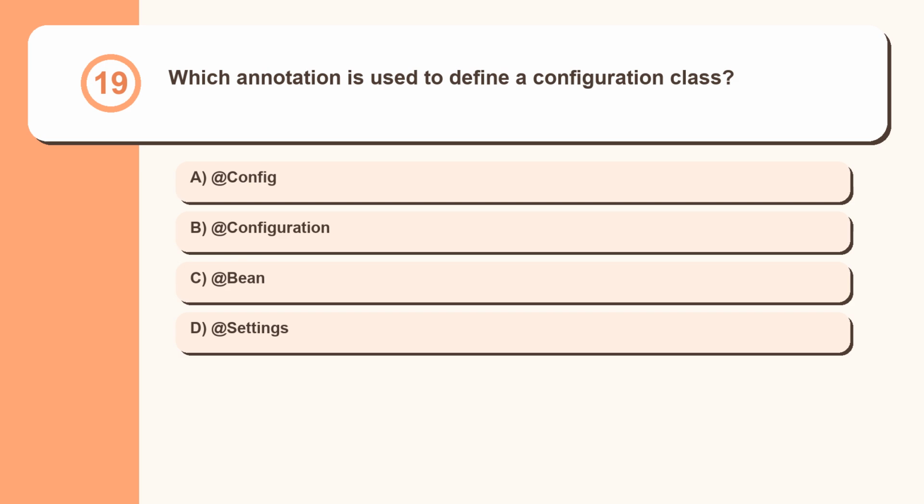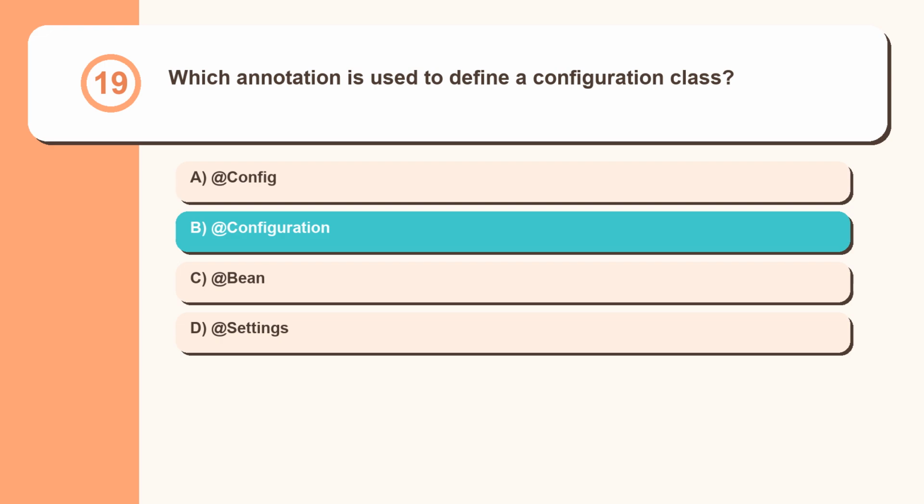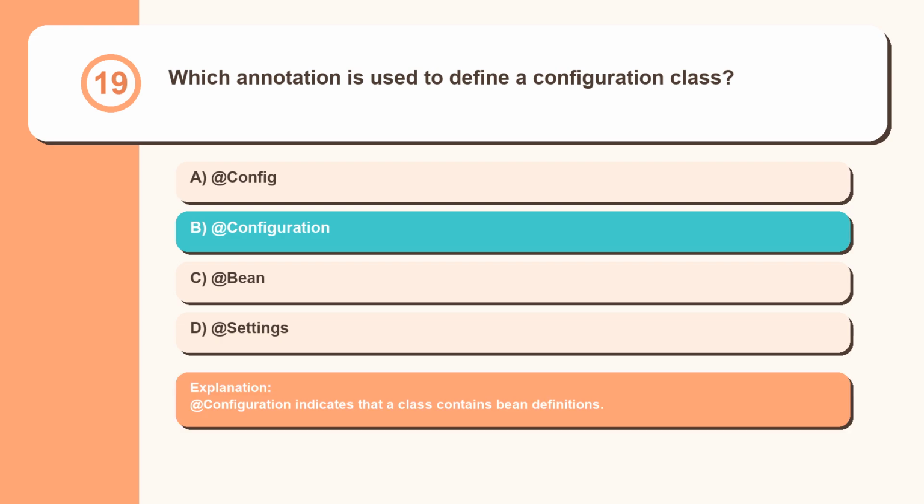Question 19. Which annotation is used to define a configuration class? @Config, @Configuration, @Bean, @Settings. @Configuration indicates that a class contains bean definitions.